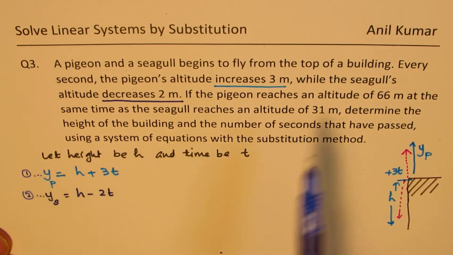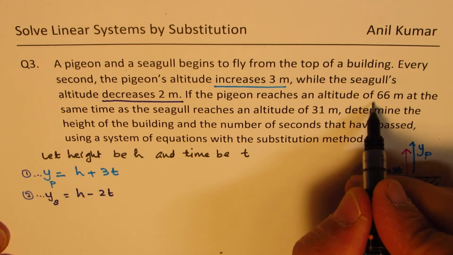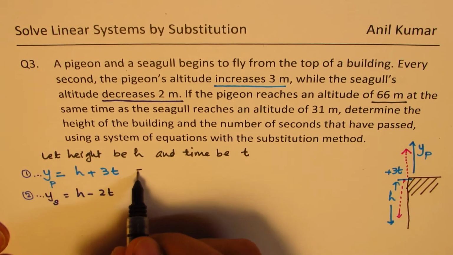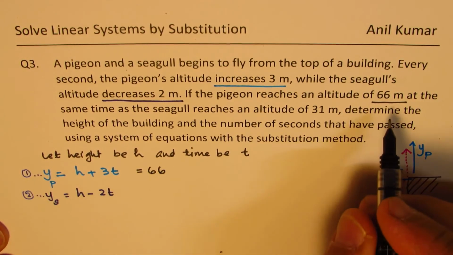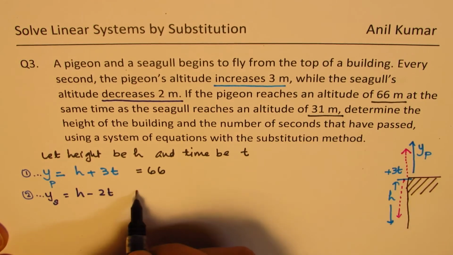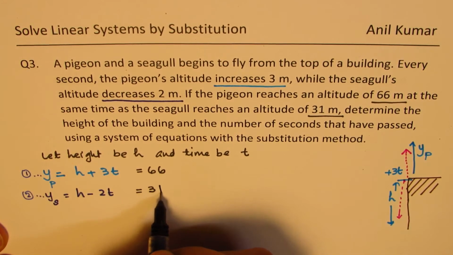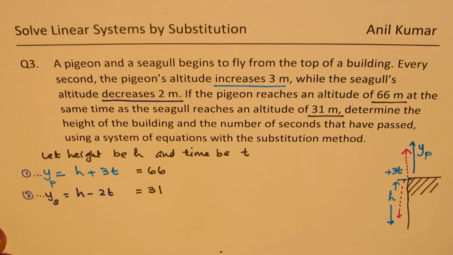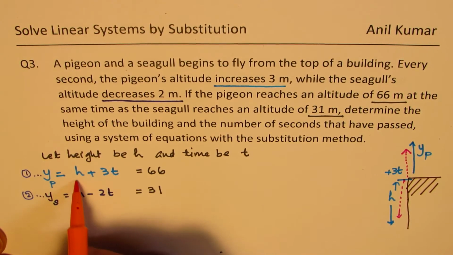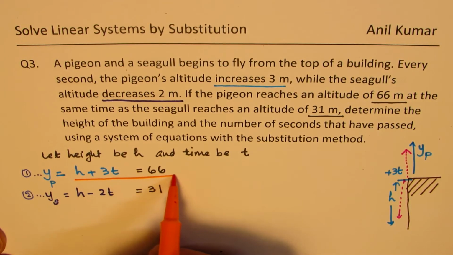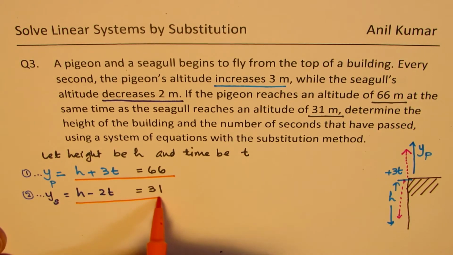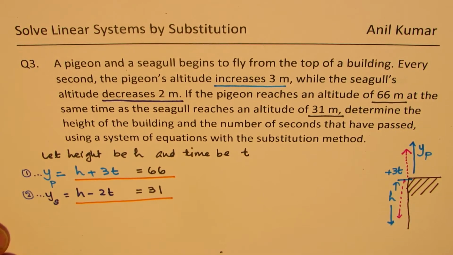The height of the pigeon is given as 66, right? So the height of the pigeon is 66 meters. So I'll write this as 66, and that of the seagull is 31 meters. So I'll write this as 31, correct? So in our equation 1, we kind of have it like this, that h plus 3t is 66 and h minus 2t is 31, right?